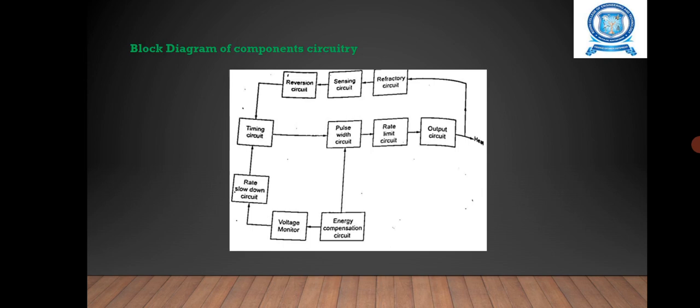The next one is the rate limit circuit. It is used to disable the comparator for a preset interval and also limit the pacing rate to a maximum of 120 pulses per minute. The output circuit is used to provide a voltage pulse to stimulate the heart. Then the slow down circuit. Here we have the refractory circuit. It provides a period of time following an output pulse. And then the sensing circuit, it is used to detect a spontaneous R wave and reset the oscillator timing capacitor.